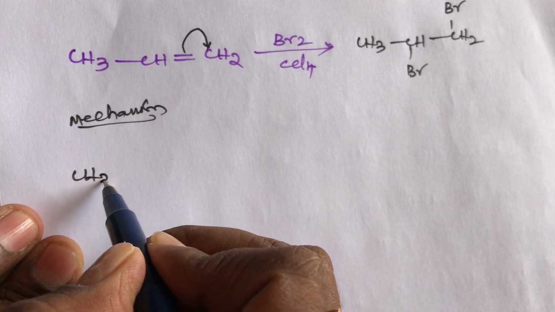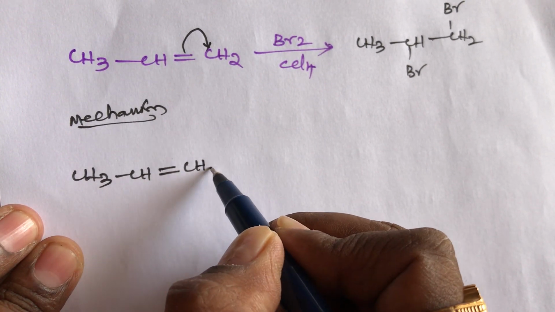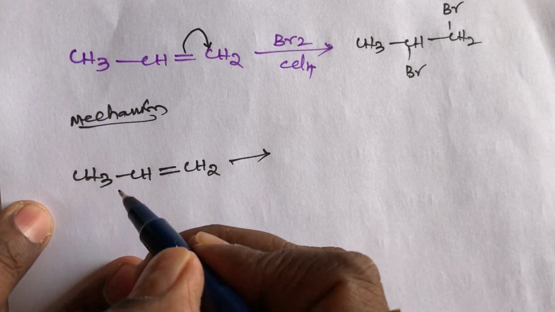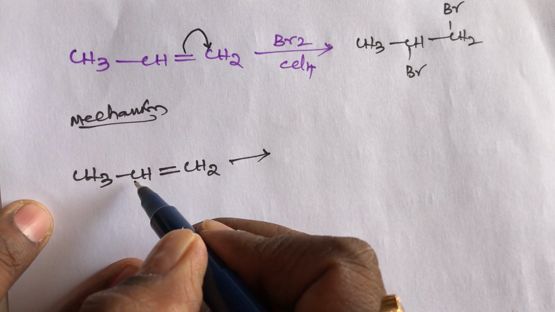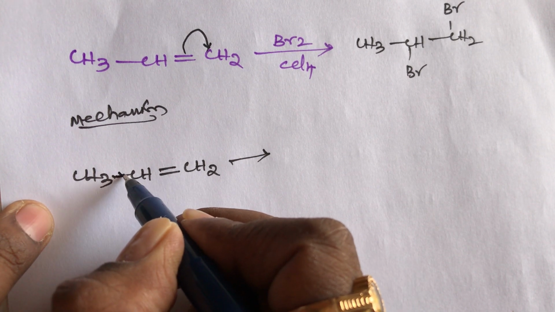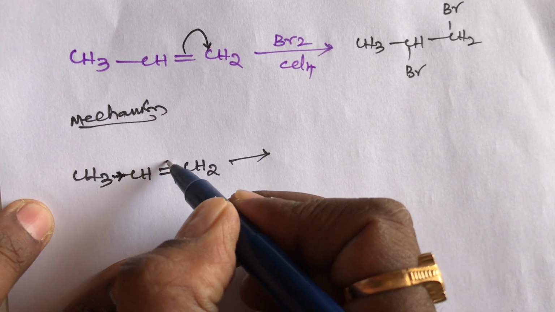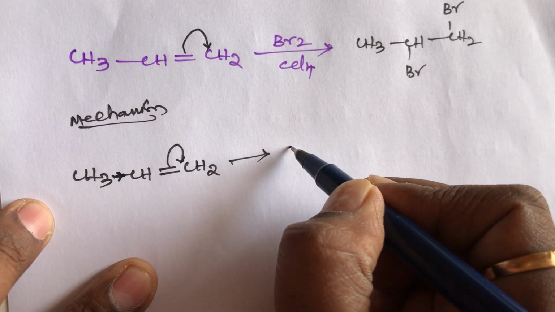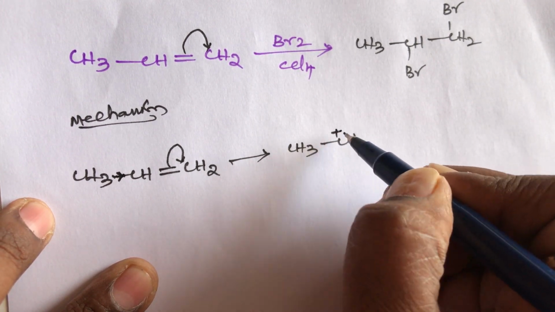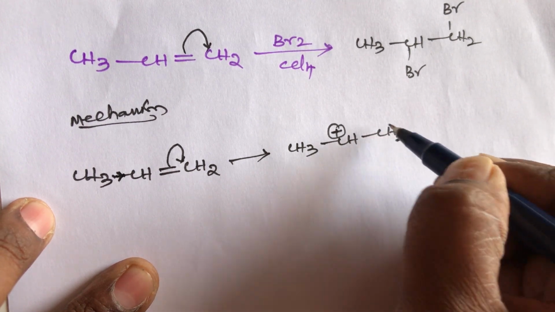This is CH3 CH double bond CH2. In the first step, what happens, student? In the first step there is bond breaking. This double bonded compound has a CH3 group beside the double bonded carbon. What is the role of the CH3 group? The CH3 group is always an electron releasing group. So we can write CH3 CH plus, this carbon getting positive charge and this carbon getting negative charge.